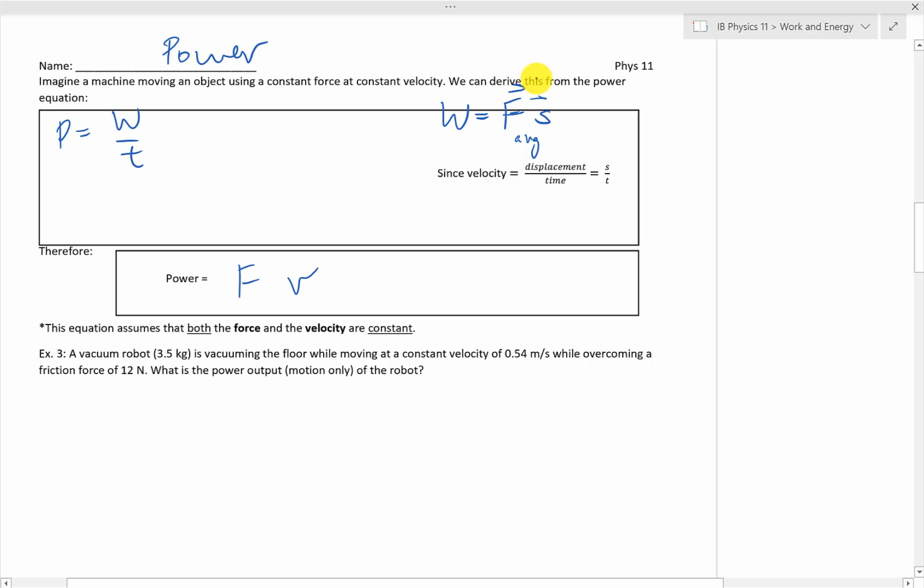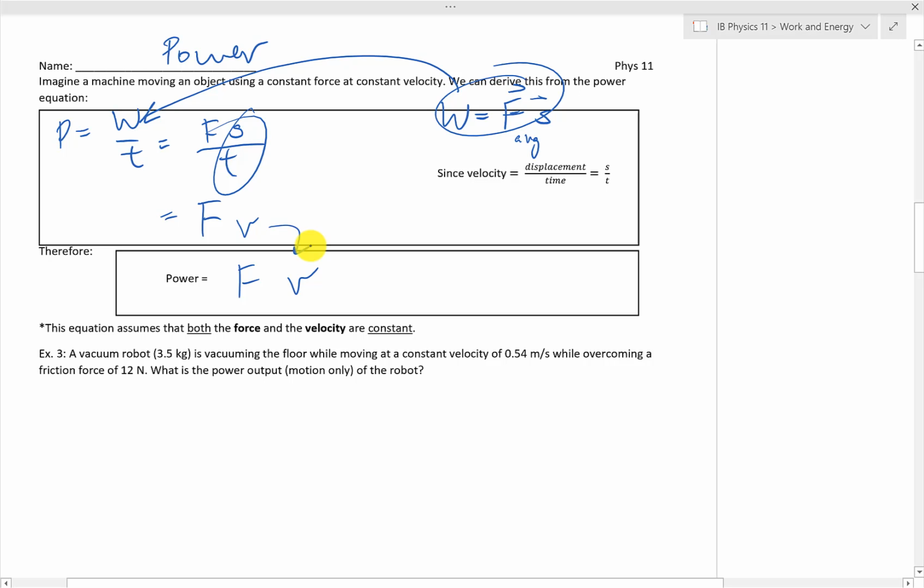What we can do now is substitute this into our power equation. So instead of work, I'm going to put in force times displacement all over the time. And hey, guess what? What's displacement over time? You are correct. That is a velocity. So here we have the force times velocity instead, and voila, that's how you get that new power equation.